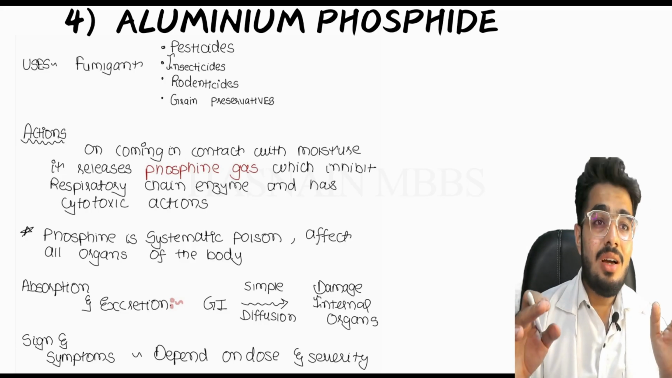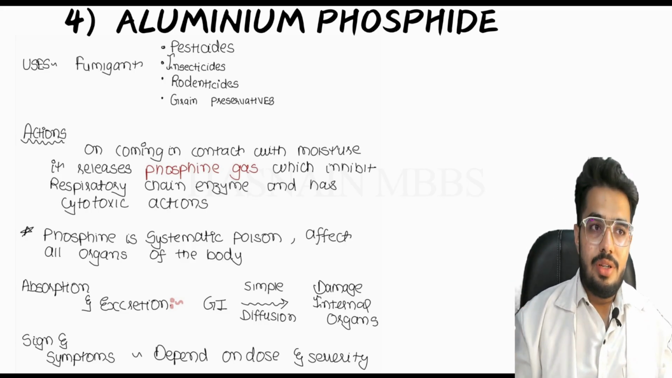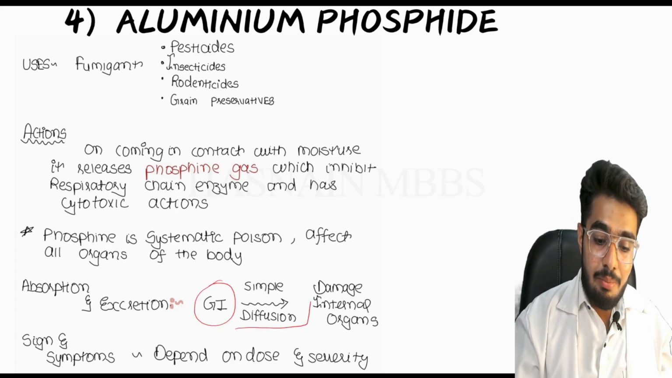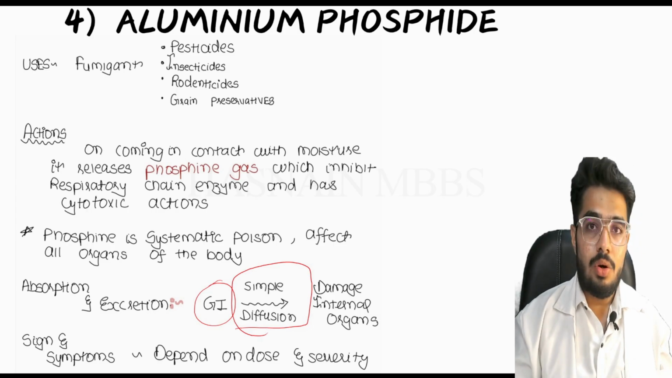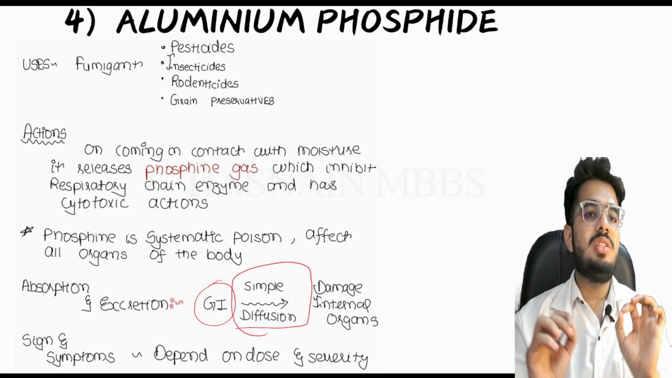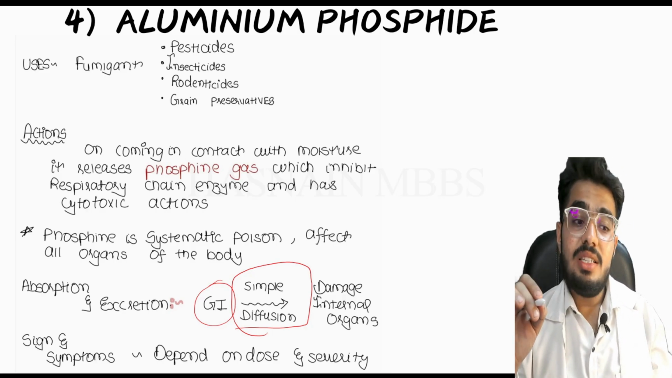Phosphine is a systemic poison. It affects all the organs. Absorption: first it will be from the GI tract by simple diffusion and damage all the internal organs. You don't need to go from one circulation to another, it will be just simple diffusion. Signs and symptoms depend on the dose and severity.